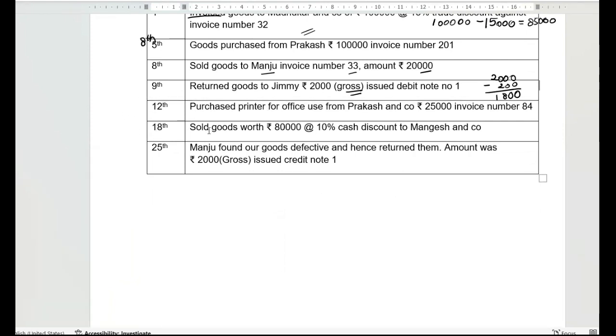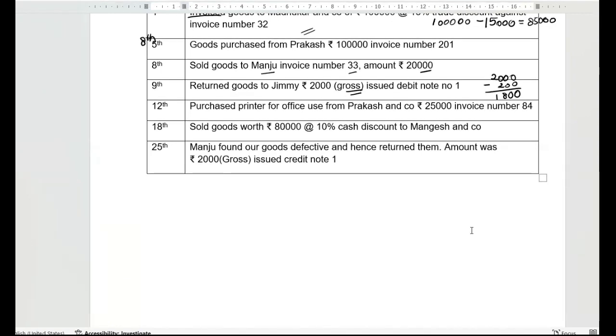So this particular transaction will not find any place here. So purchase printer 12th, we are not going to record this transaction as this is the transaction of an asset. Clear? So that ends 12th transaction. Go to the 18th one now.